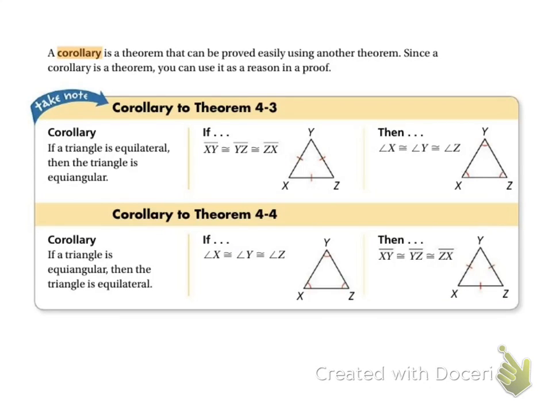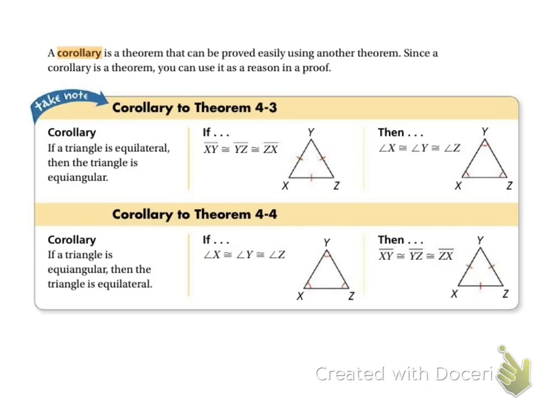Okay, this is 4.5b of geometry. So we have some corollaries here. A corollary is a theorem that can be proved easily using another theorem. We don't need to know that definition by memory or anything like that, but it's just a good thing to know. So we've got two corollaries here.